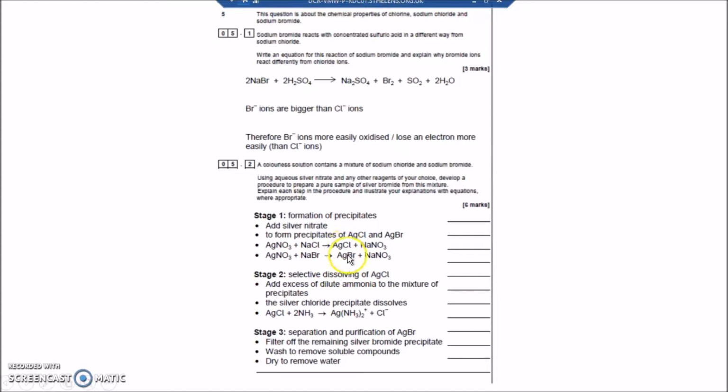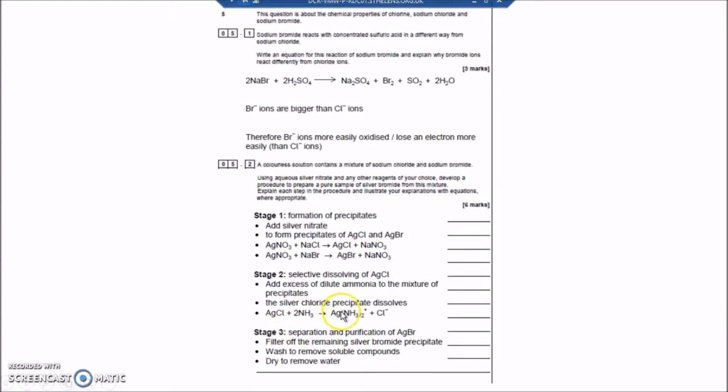Next, you've got to find a way of separating these two. So what you can do is add dilute ammonia. Dilute ammonia will dissolve the silver chloride, AgCl, but it won't dissolve silver bromide. To dissolve silver bromide, you need to use concentrated ammonia. So dilute ammonia is going to dissolve the silver chloride. You can write an equation for that as well. AgCl plus 2NH3 makes Ag(NH3)2+ plus Cl-, so you need two NH3s.